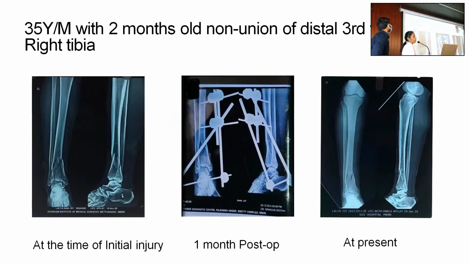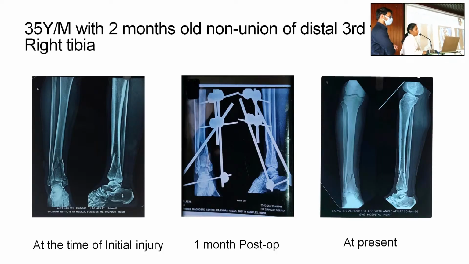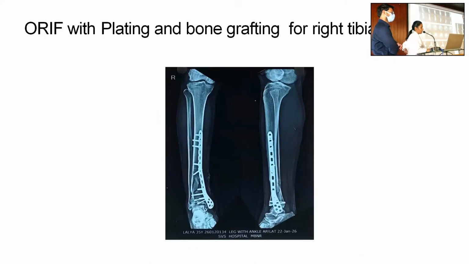A 35-year-old male with 2 months old non-union of distal third fracture of right tibia, sir. Two months back, he sustained an injury and X-fix was applied elsewhere, sir. One month later, it was removed. We have done ORIF with plating and bone grafting.